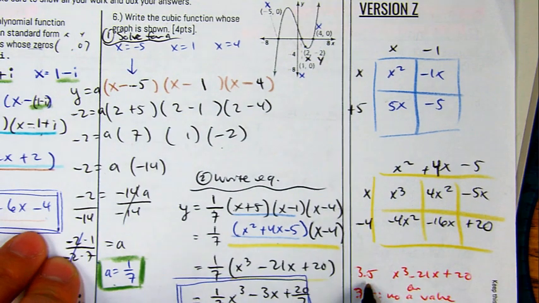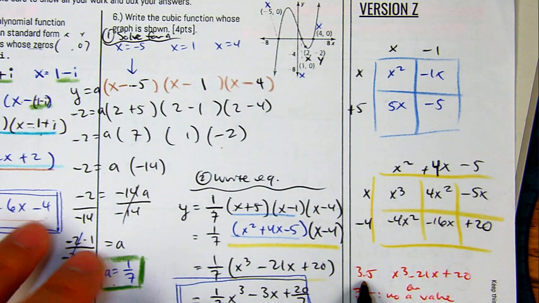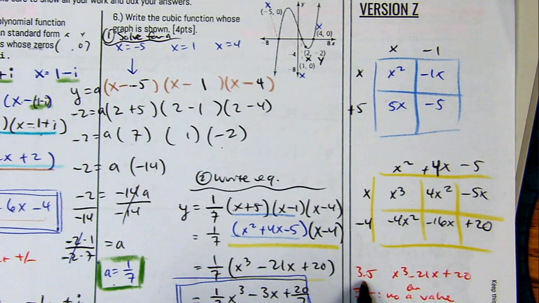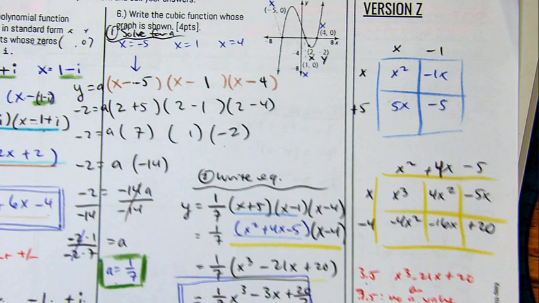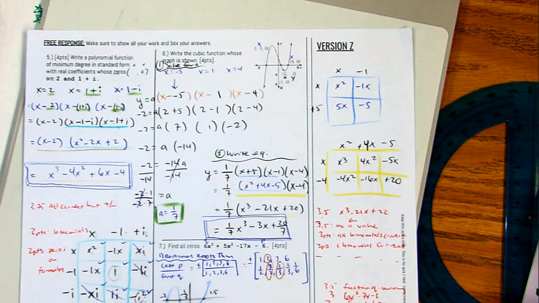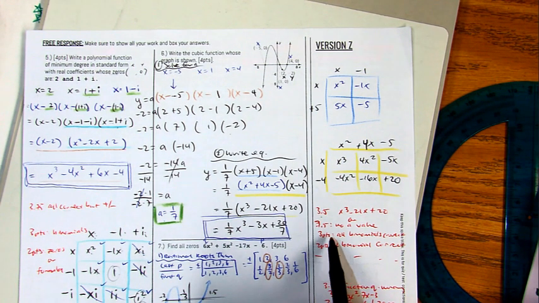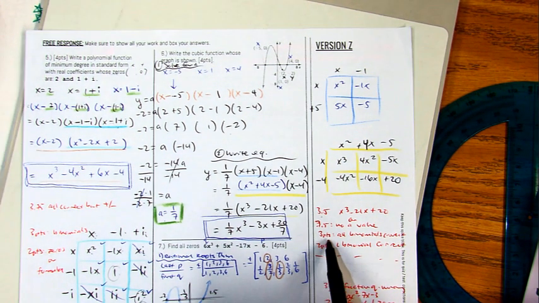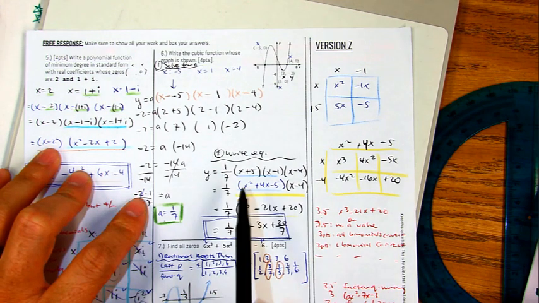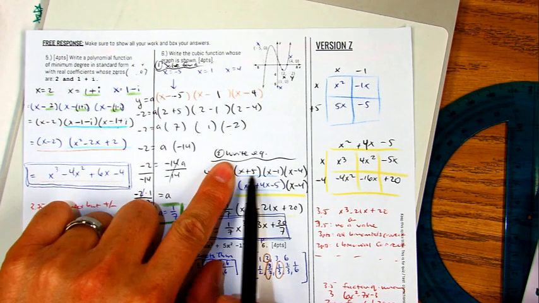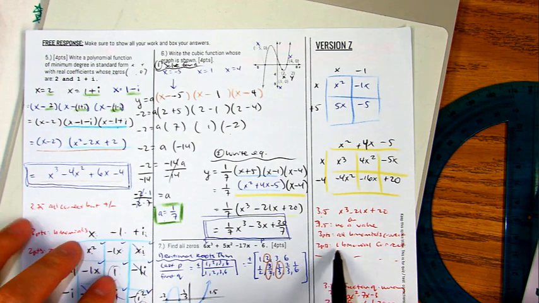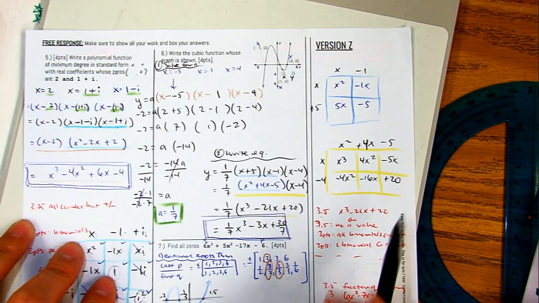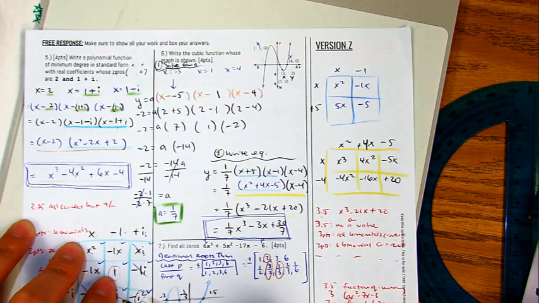So 3.5 points if you just found x cubed minus 21x plus 20, or basically you didn't find the a value. You got 3.5. You got 3 points if you got all the binomials correct, meaning you found all of this essentially, but no attempt for the a value. And then 2 points if you had one binomial correct, maybe like x plus 5. Question number 7.